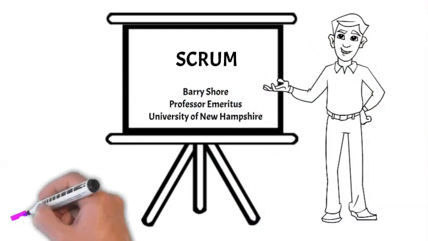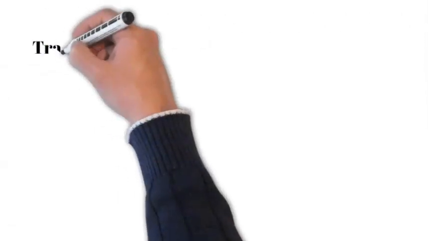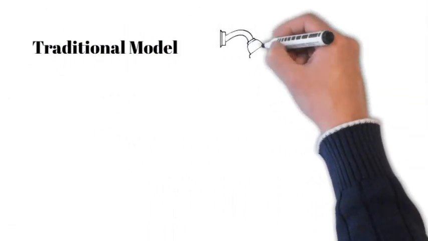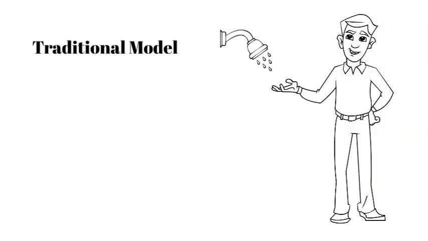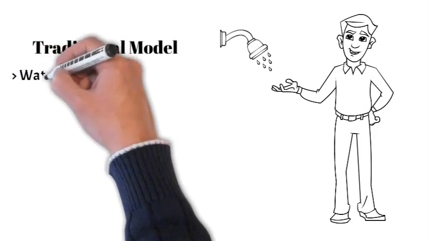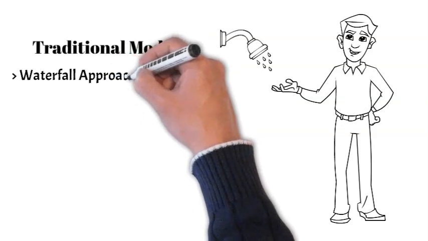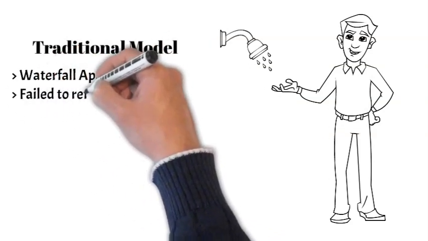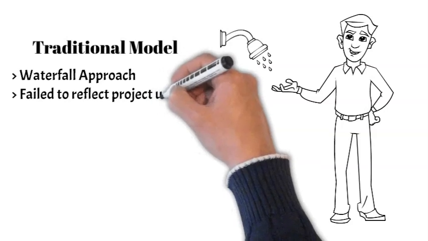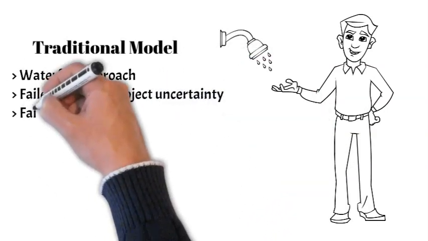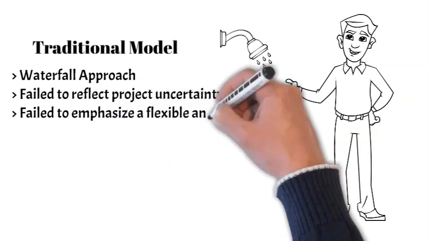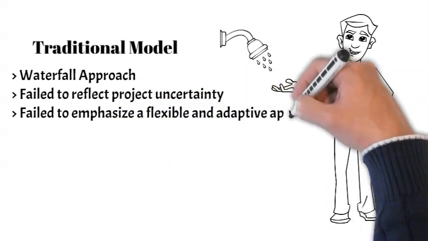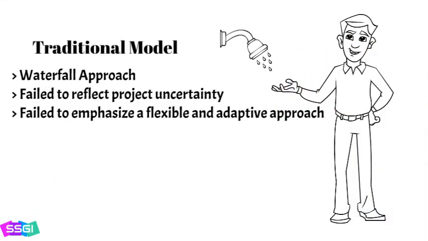Scrum is a reasonably new addition to the project management toolkit. It is an addition that filled a real void. The problem with the traditional model of project management, also called the waterfall approach, was that it failed to explicitly reflect the inherent uncertainty in projects. It failed to emphasize and provide mechanisms to ensure that those managing projects and their team maintained a flexible and adaptive approach to the inevitable challenges that all projects experience.